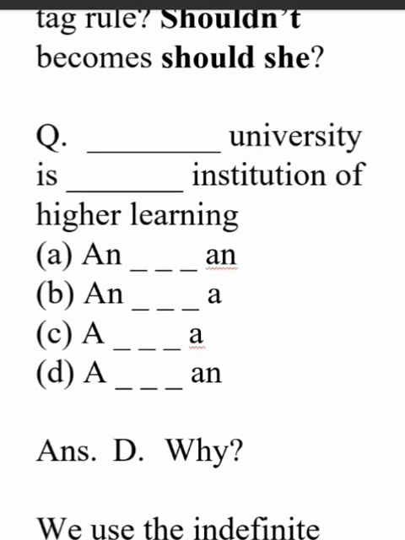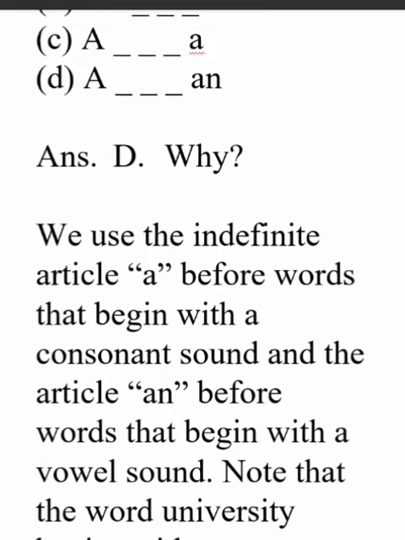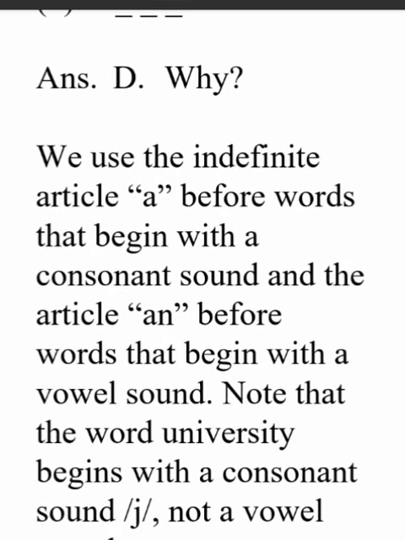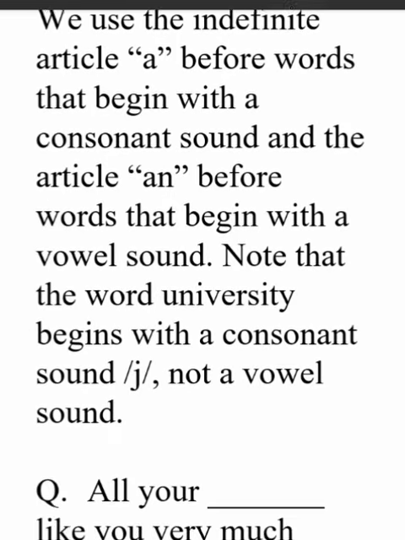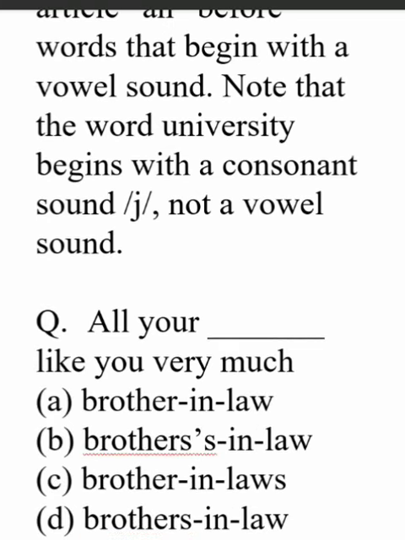Question. Dash university is dash institution of higher learning. A. A, an. B. An, an. C. A, a. D. An, a. Answer: D. Why? We use the indefinite article a before words that begin with a consonant sound and the article an before words that begin with a vowel sound. Note that the word university begins with a consonant sound, not a vowel sound.